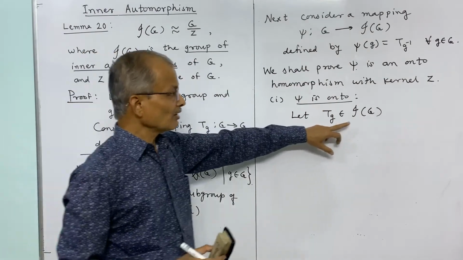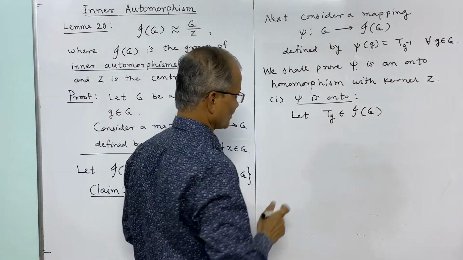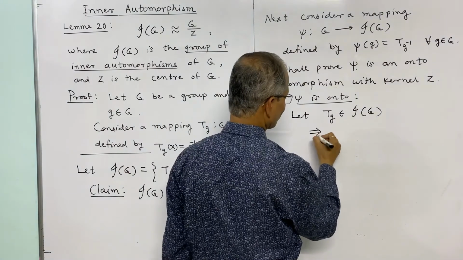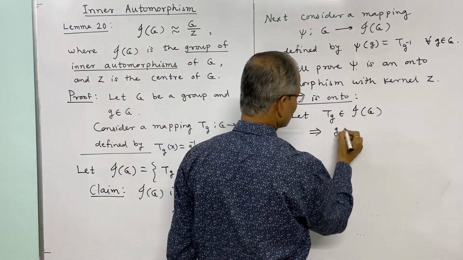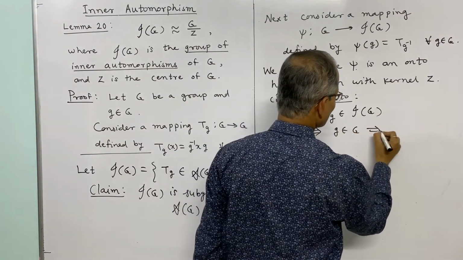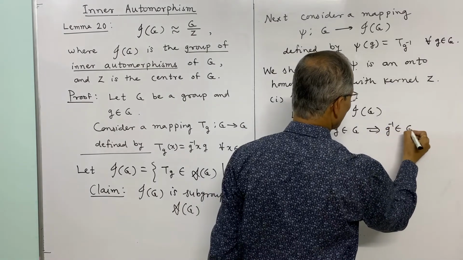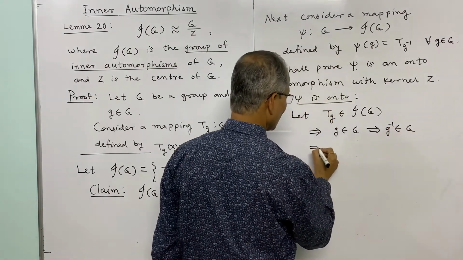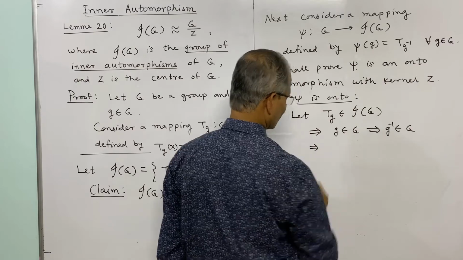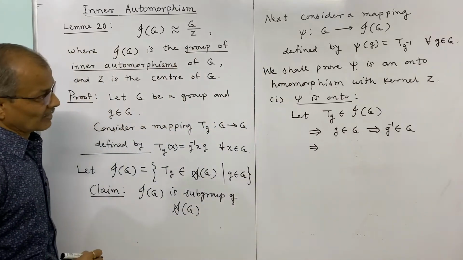So if Tg belongs to Ig, G belongs to G. So this implies G belongs to G, and that implies G inverse belongs to G, and that implies Tg inverse will be in Ig.